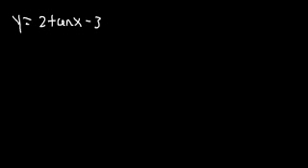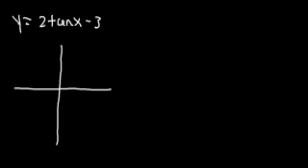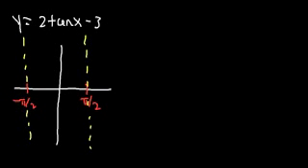So the period is still pi. By the way, for sine, cosine, the period is 2 pi over b. For tan and cotan, the period is pi over b, not 2 pi over b. So the period didn't change, which means the vertical asymptotes are going to be the same for this one: negative pi over 2 and pi over 2. The only thing that did change is the vertical shift and the amplitude.